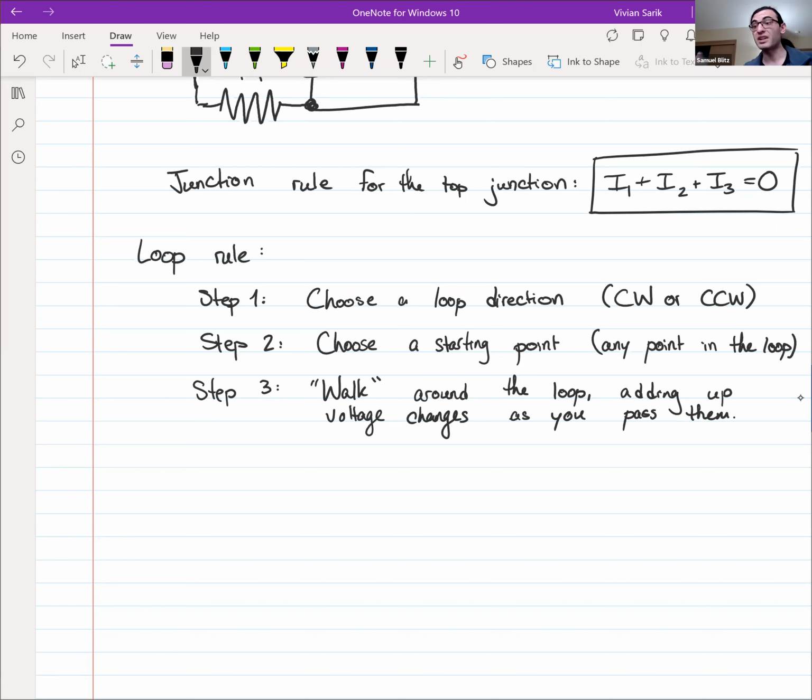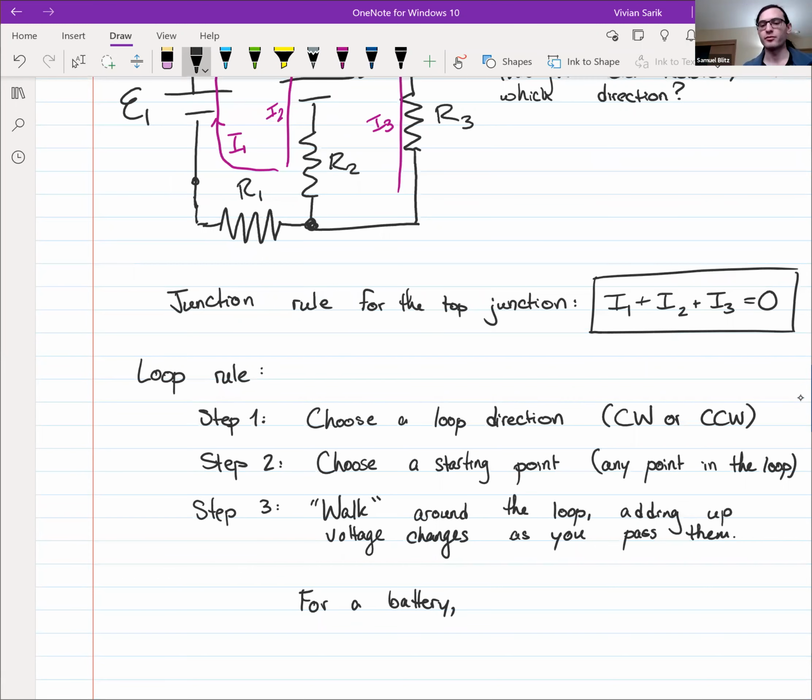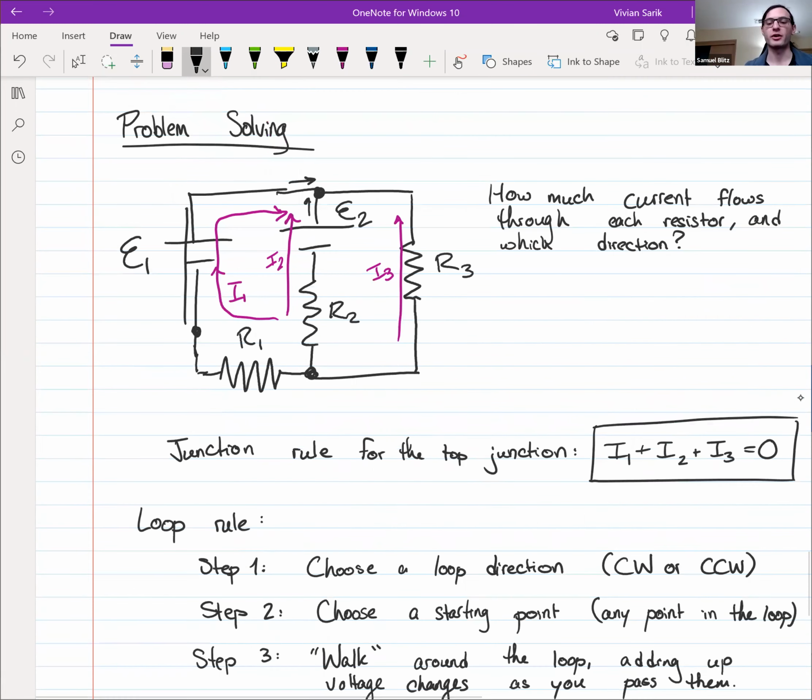So depending on what you're passing, the potential difference or the voltage change will be different, right? So for a battery, how does the potential change if you cross a battery? Let's say that we started here and we wanted to cross the battery going up. Well, how does the potential change between, say, this point and that point? Well, the potential goes from low to high because the potential on the positive end of the battery is higher than the potential on the negative end of the battery.